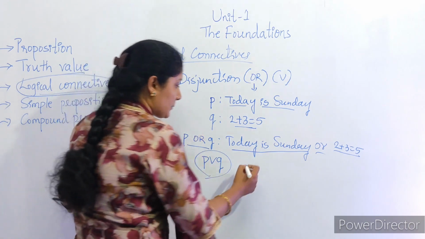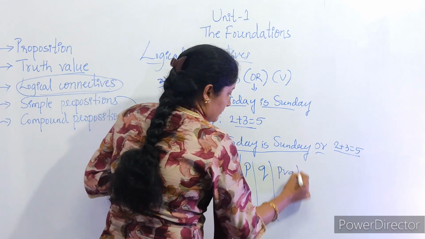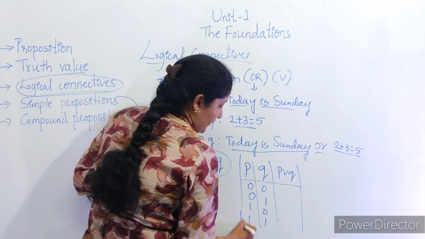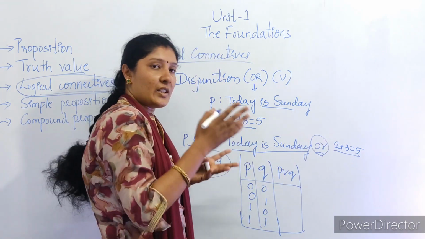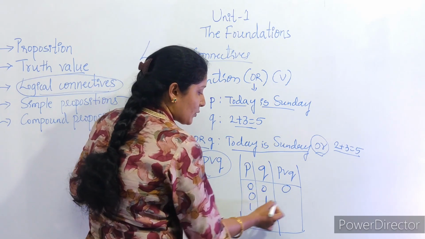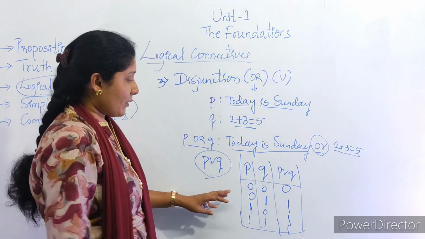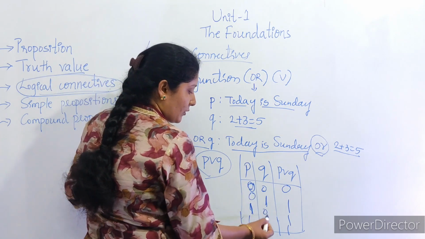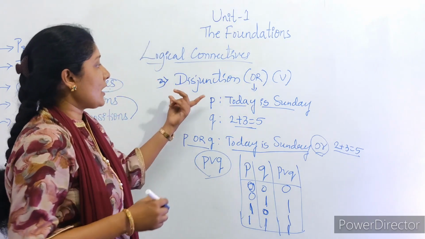Coming to the truth table. So inputs are as usual. Here the word or means what? This or that has to be true. So here both are false, hence it is false. Is anyone true? True. Is anyone true? True. Both are true, so it is true. In terms of false and true: false, true, true, true, and it is true. So in this way, this is about disjunction.